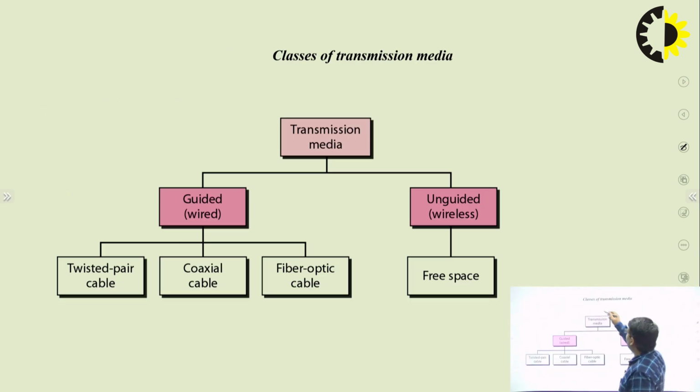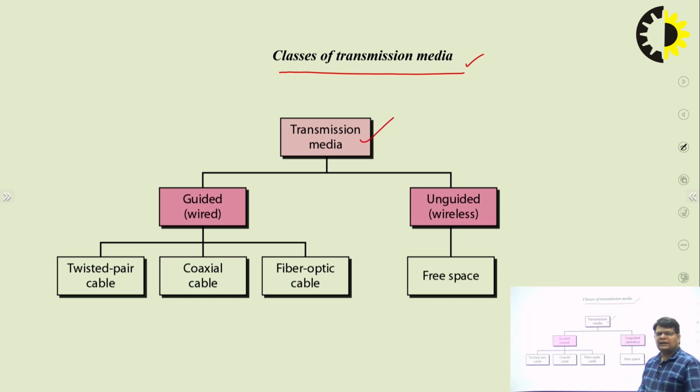So here are the different classes of transmission media. As we have already discussed, the transmission media is the physical media that connects the transmitter side with the receiver side, or source side with the destination side, or any medium that is used for transmission of a message or data from one place to another place. So this can be categorized into two parts. One category is guided media. Another name for guided media is wired media.